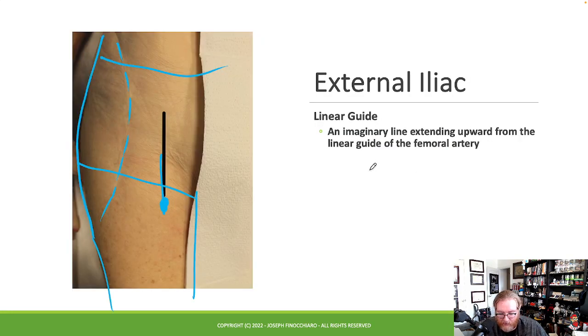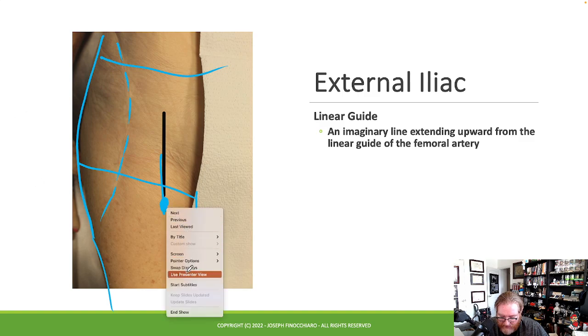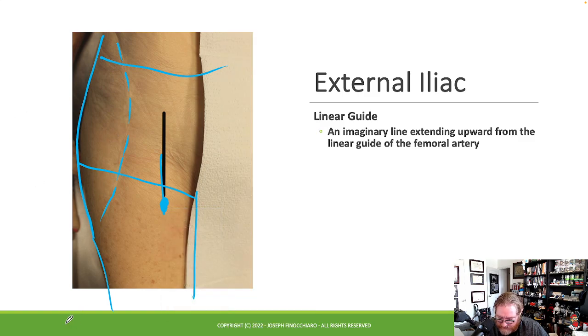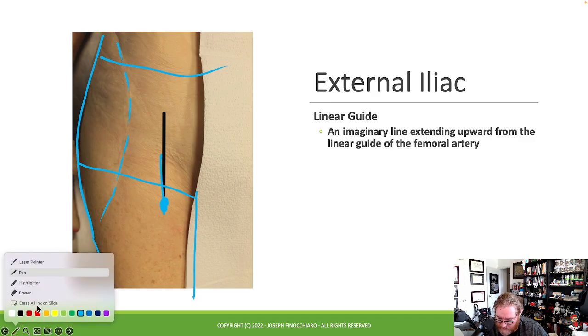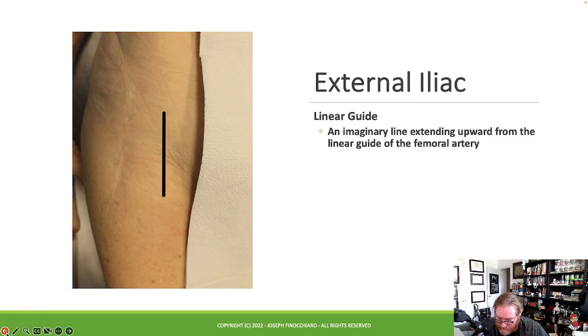So if we go back over here, let's erase all ink on the slide. What they're essentially saying is if you put your thumb over here and your middle finger right here, your pointy finger should literally be shooting right down the leg. That is what they are saying.